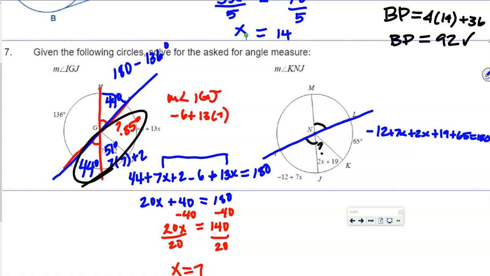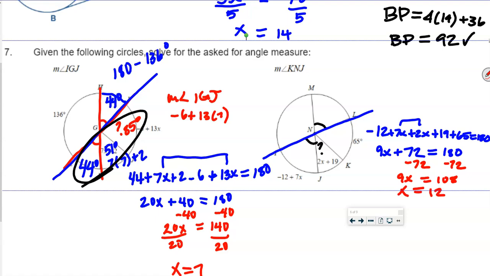So combine our like terms again. We got our 7x and our 2x. That's 9x. And then do negative 12 plus 19 plus 65. And when I did that, I got 72. Subtract the 72 from both sides. So this is 9x equals 108. So doesn't x equal 12?